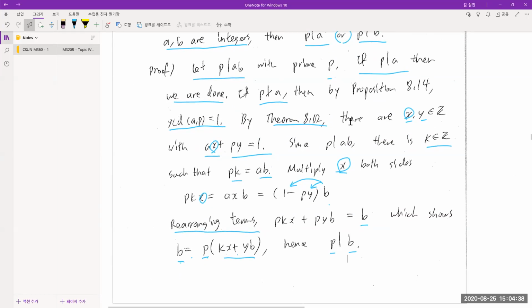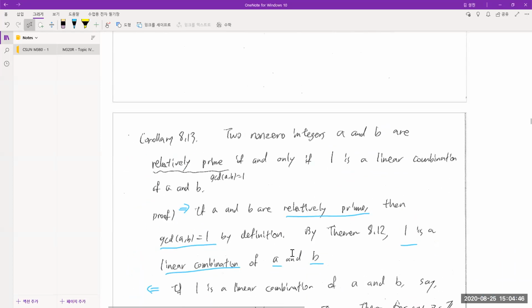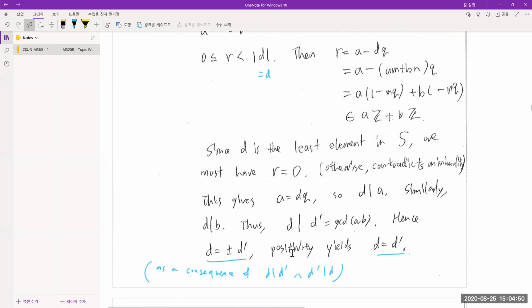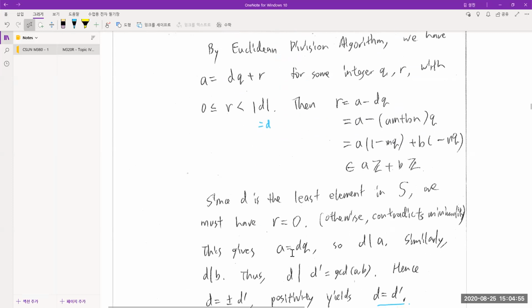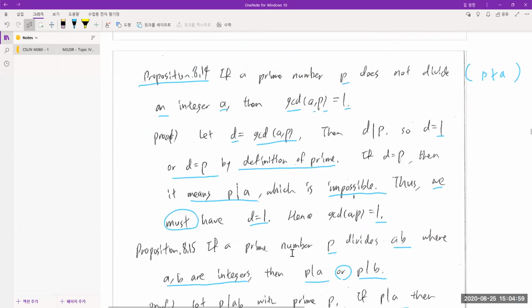The key element of the proof was Bezout's lemma. And the key elements of Bezout's lemma were the well-ordering principle and the Euclidean division algorithm.